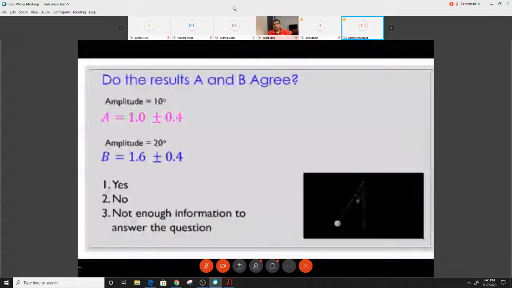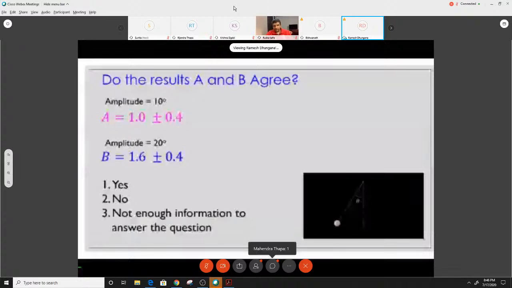So here is another question. Looking at this, A and B, and of course the second term here is the uncertainty in the measurements, okay? So let's suppose group A came up with that value and group B came up with another value. Based on that, are A and B the same or different? So what does this observation tell us, whether the period depends on angle or not? For you participants, if you think they are the same results, then type one. If you think they are not, then say two, and so on.